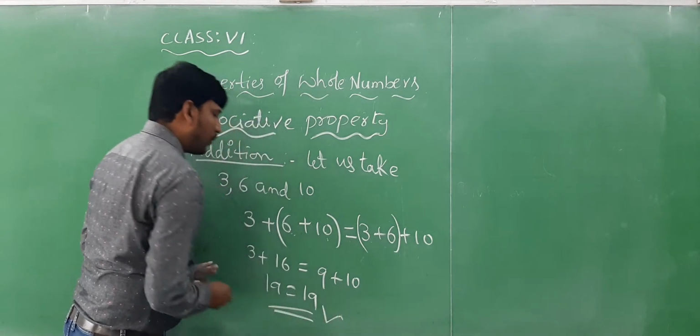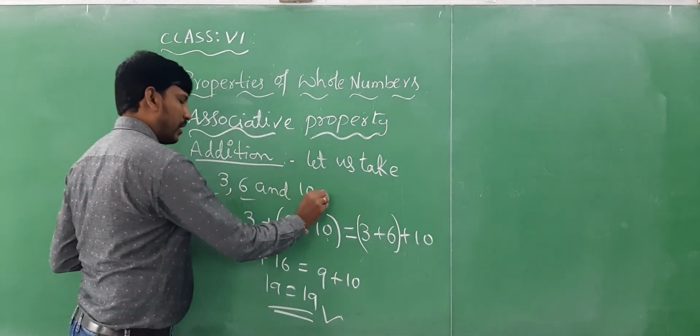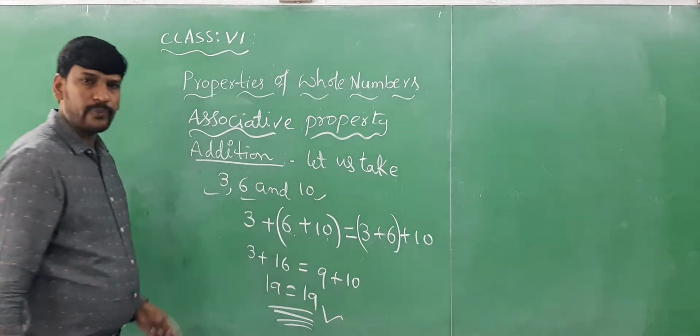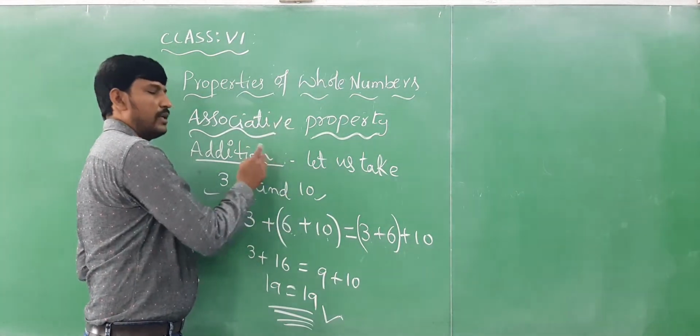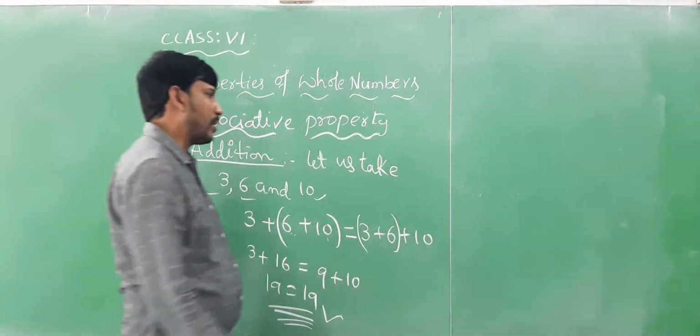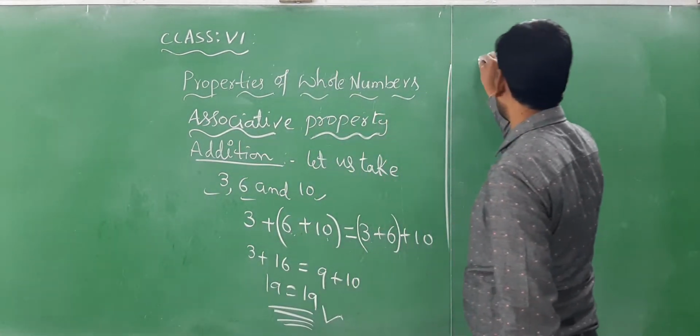So here we took three whole numbers 3, 6, 10. The result is also a whole number. Therefore associative property is satisfied under addition. Clear? Now coming to the multiplication.